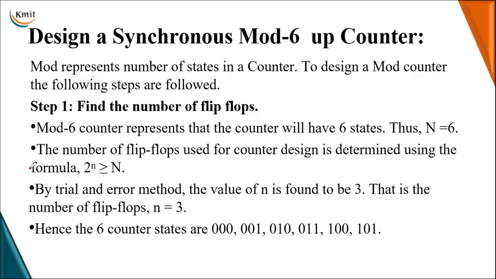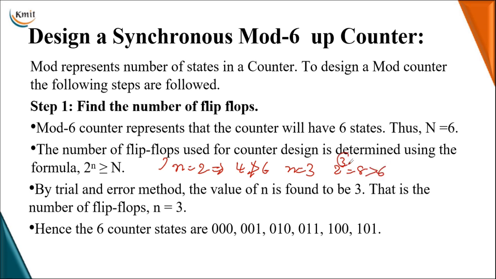Now let me start with the design of the mod 6 counter using JK flip-flops. In a mod 6 counter, the first step is to find the number of flip-flops using the relation 2 power n is greater than or equal to 6. Using the trial and error method, let me take n equal to 2. If n is 2, the number of flip-flops is 2, and 4 is not greater than 6. So we move to n equal to 3. If n equal to 3, 2 cube becomes 8, and 8 is greater than 6.